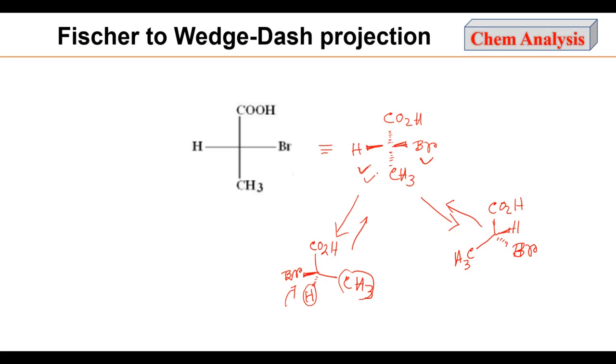Is it okay? So these are a few examples and concepts for interconverting Fischer projection and OH dash formula, and in the next lecture I will discuss how to interconvert between Sawhorse, Newman and Fischer projection formulas.